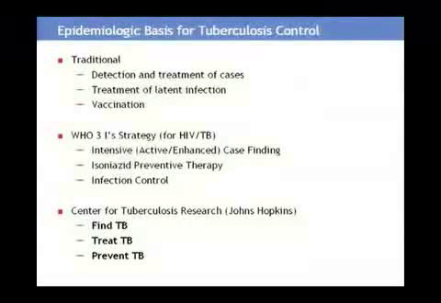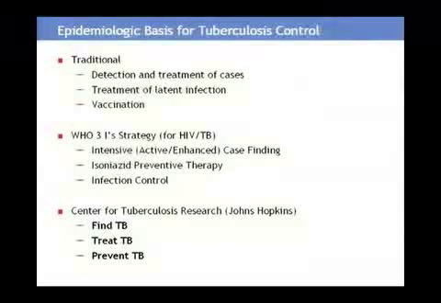Thus, the second tenet of tuberculosis control is treatment of latent infection. However, very few countries in the world actually take part in this. And the third is vaccination. We briefly discussed BCG, and you'll learn more about it later in the course. It's the most widely used vaccination in the world. However, its efficacy is limited to babies and infants.